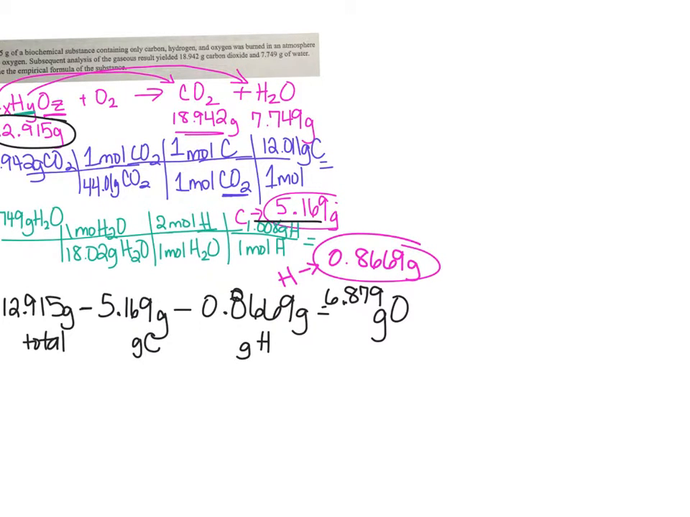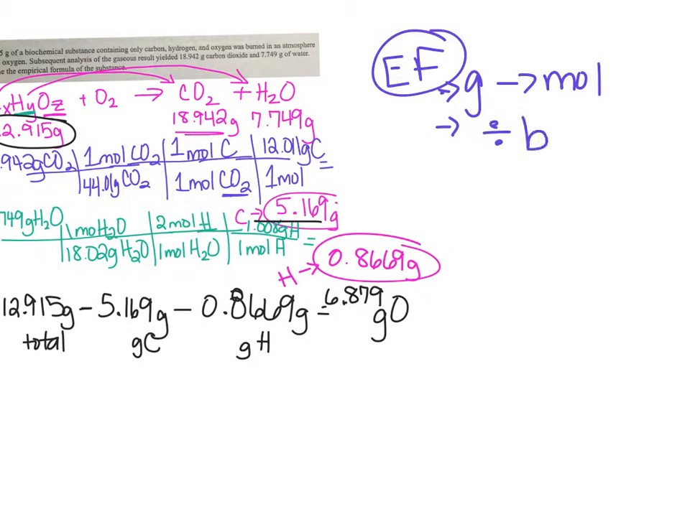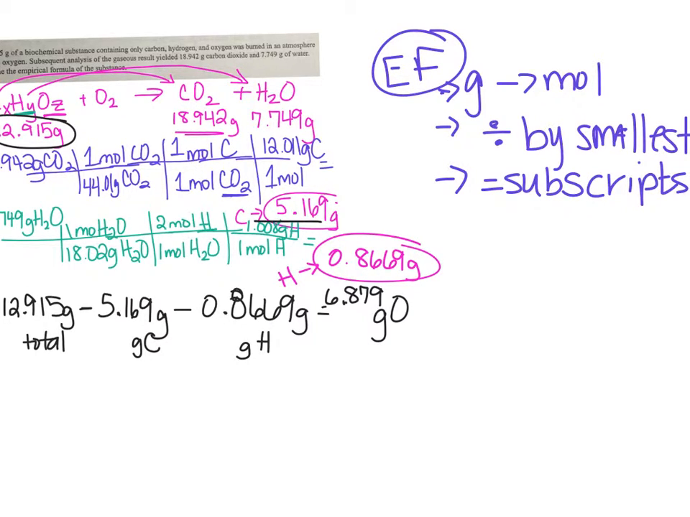Okay, so the next step that we're going to do is now we're going to run through our empirical formula steps. And so remember, we have to take our grams, convert all of them to moles, and we usually do that by dividing by the molar mass. Once we have that, then you're going to divide by the smallest. And then you're going to make your subscripts from those numbers.